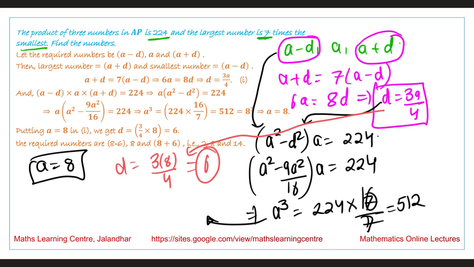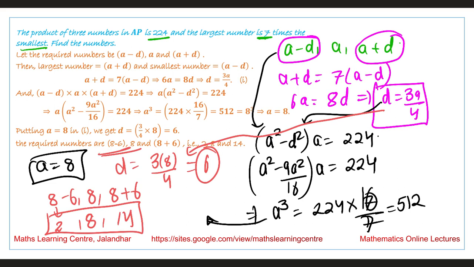So the required AP we have is 8 minus 6, 8, and 8 plus 6. So these numbers are 2, 8, and 14. So this is the required AP in this case.